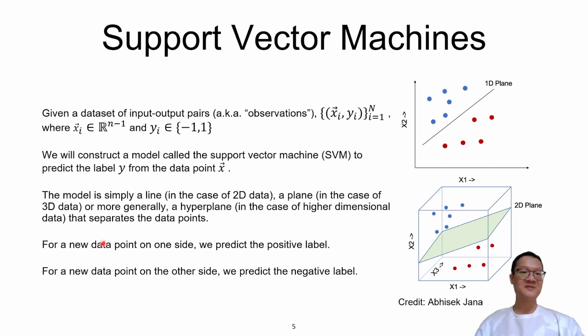Let's take a look at the problem setup for SVMs. That's what I'm going to be calling support vector machines, SVMs. We're going to be given a data set (xi, yi) just as before. The main difference is that now the label can only take on 2 possible values, -1 and 1. We're going to be constructing a model called SVM to predict the label y from the data point x.